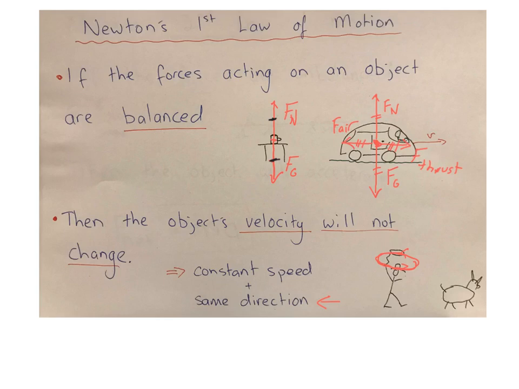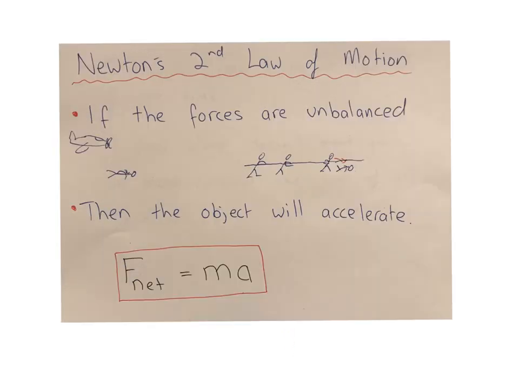Okay, so to have the condition of balanced forces, the object must have a constant speed, it could be stationary, but it must be travelling in the one direction. The second of Newton's three laws of motion talks about what happens if the forces are unbalanced. Okay, so they're not cancelling each other out. So a couple of scenarios here of unbalanced forces.